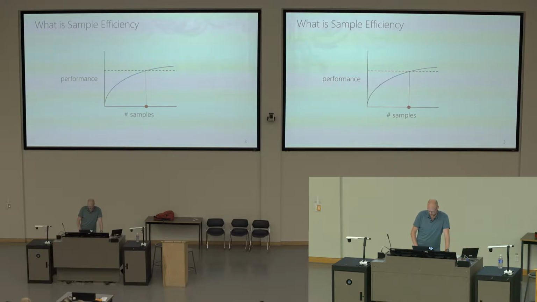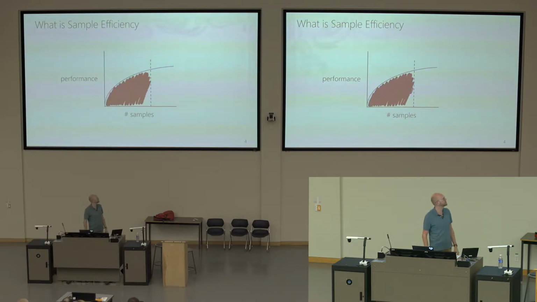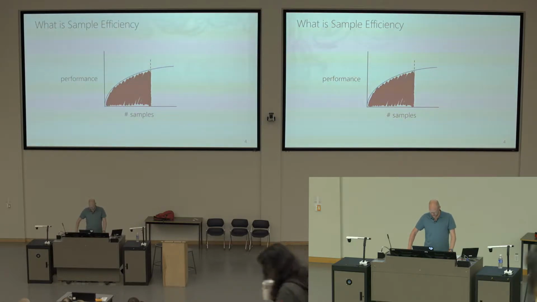You need fewer samples. Alternatively, you could do it slightly differently. You could say, okay, I'm just going to give my agent a certain budget of samples, some small number, and I'm just going to measure what's the area under the curve here, or the average performance. It's related to that. So that's just another way to measure sample efficiency. But all the techniques I'm going to talk about apply to both. It's just different ways of measuring the sample efficiency. It's not fundamentally different.